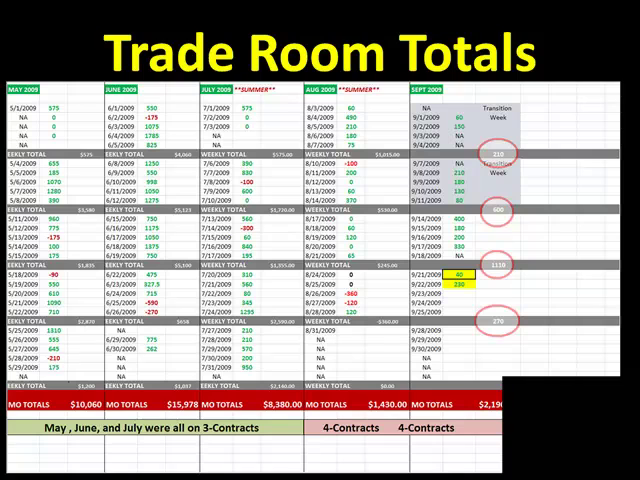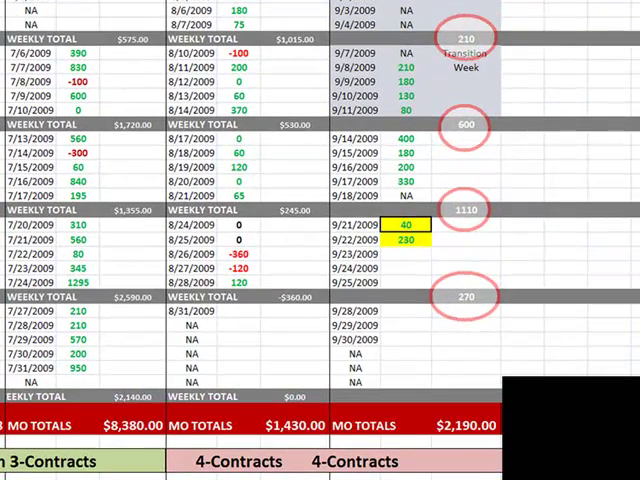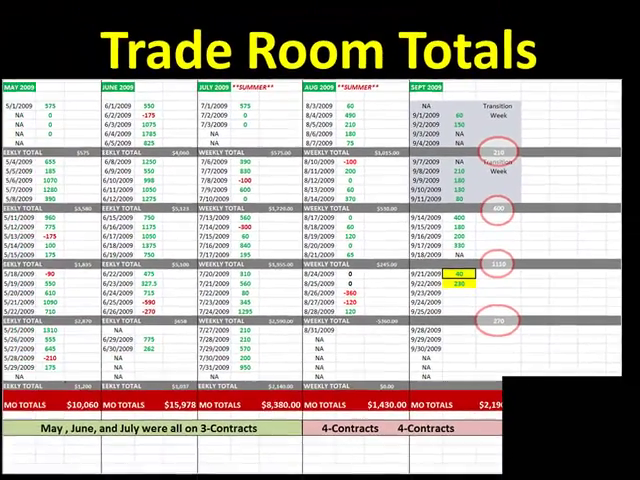Let's take a look at our trade room totals. As you guys know, we're making our way through this transitional month of September, coming out of the summertime chop into the fall trading. We put $230 in our pocket today. That brings our total for the week so far to $270, and you can see here it brings our monthly total to $2190. Weekly totals so far are $210, $600, and $1100. We will keep you posted as we make our way through the month of September.